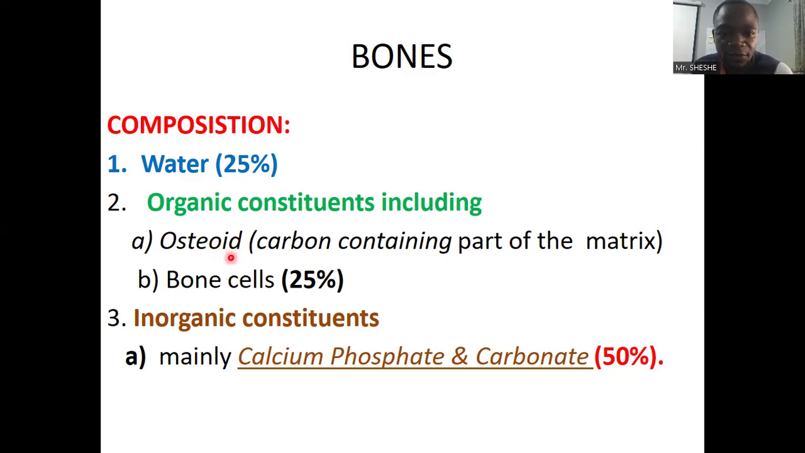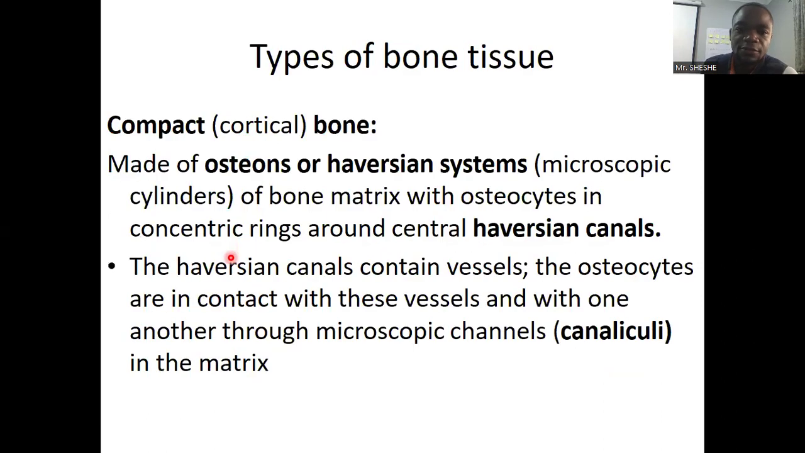Then we have inorganic constituents, which are gotten from the diet that we ingest, for example, calcium phosphate and calcium carbonates. So these form 50% of the bone itself. Then the remainder is water and bone cells plus the product of those bone cells. So basically that's the composition.